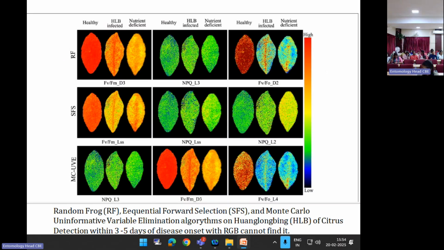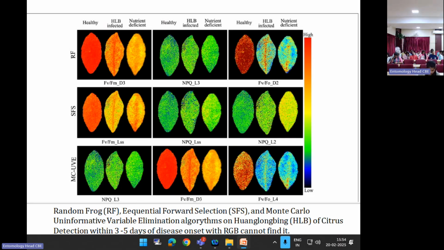And we can even differentiate between nutrient deficiency and HLB. HLB, Huanglongbing, is a disease of citrus, which is quite a devastating disease in North America. So with the disease infected and the nutrient deficient, we can see how these three algorithms differentiate. You put all three algorithms to use and find out the progression of the disease, and we can see what the difference is.